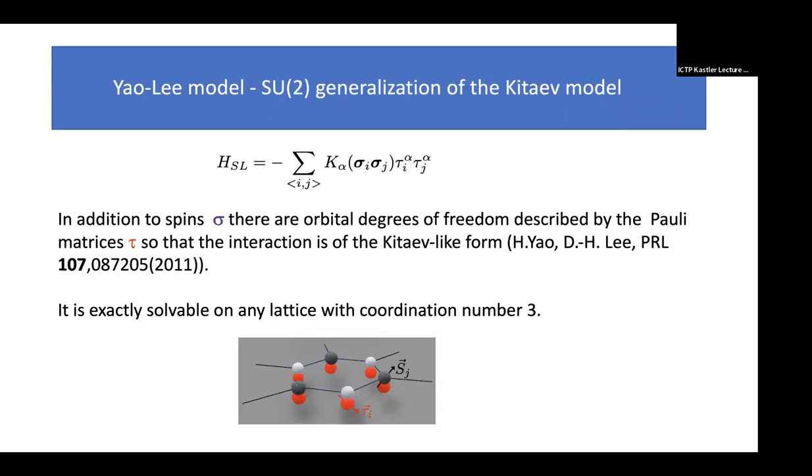Now, basically, these are the main results. Now I will describe the details, and first of all, about the Yao-Lee model. So this is the Hamiltonian. You see on each site here, for simplicity, I give a cartoon of this model on the honeycomb lattice. This is not the lattice we will use, but this model is exactly solvable on any lattice with coordination number 3.